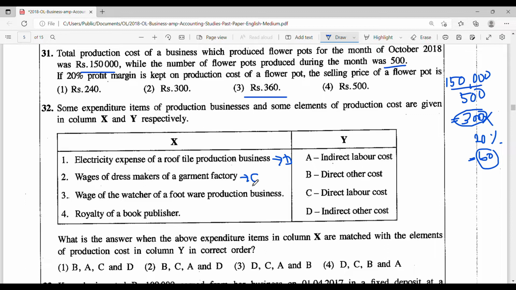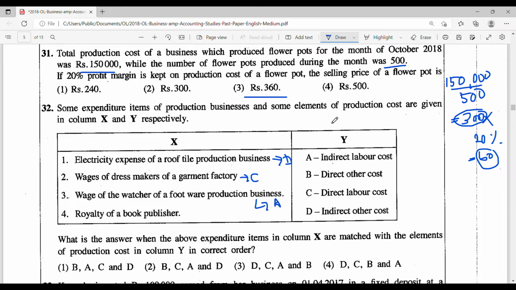Wage of a watcher of a footwear production business. Now, here can you relate the watcher's wage to per footwear output? No, it's unable. Why? He doesn't directly get involved. Yes, it's a labor cost, but here it will be indirect labor cost. So answer here is A.